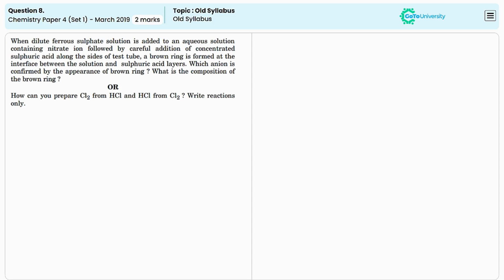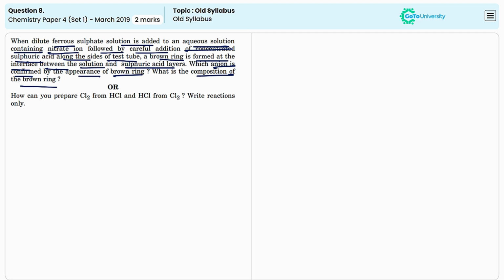Here the question is, when dilute ferrous sulfate solution is added to an aqueous solution containing nitrate ion followed by careful addition of concentrated sulfuric acid along the side of the test tube, a brown ring is produced at the interface between the solution and sulfuric acid layers. We need to find out the anion which is confirmed by the appearance of the brown ring, and we need to predict the composition of the brown ring as well.